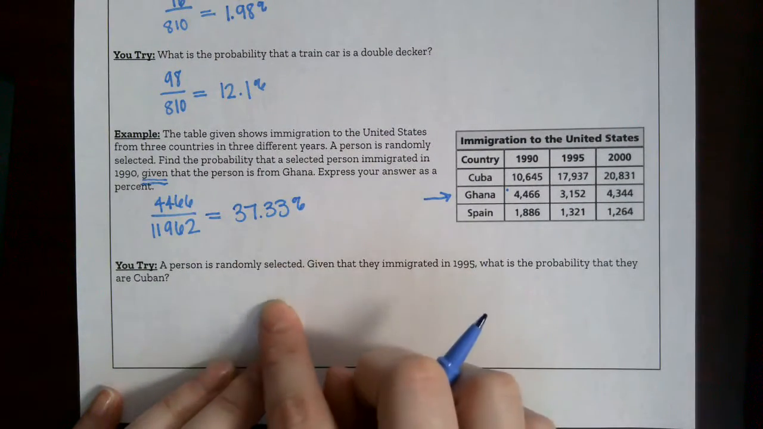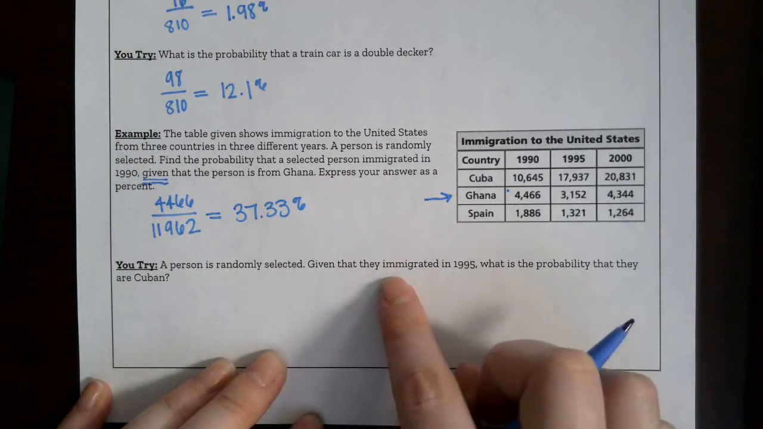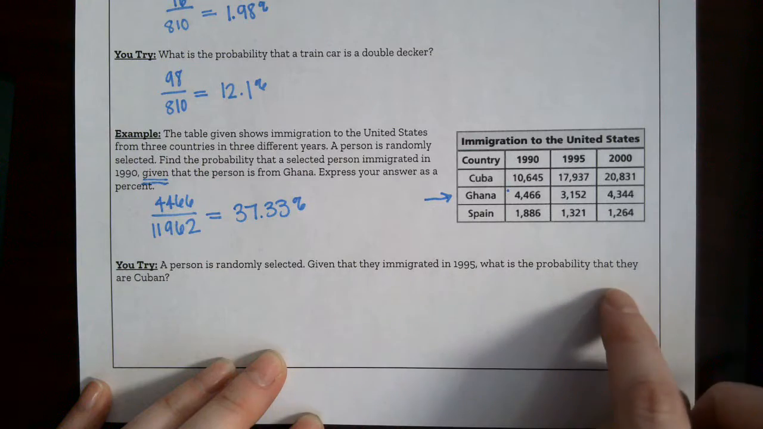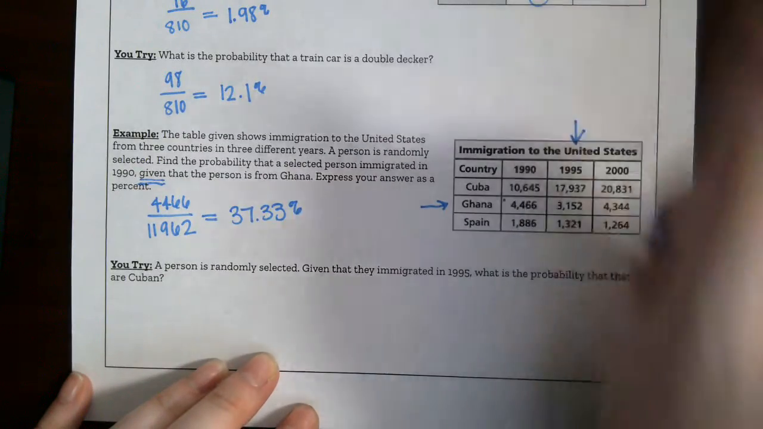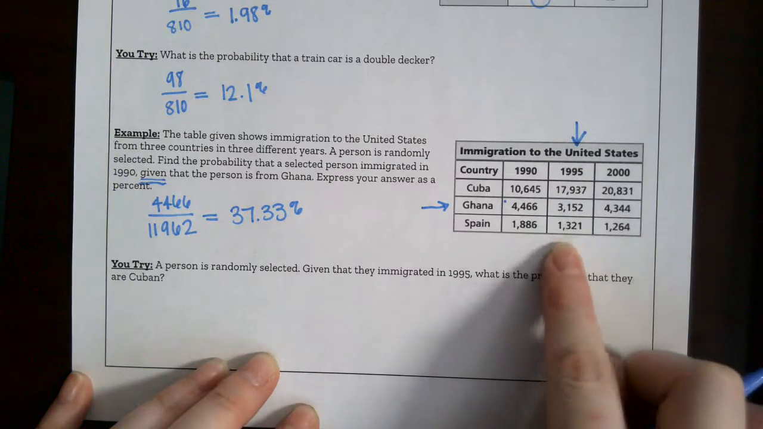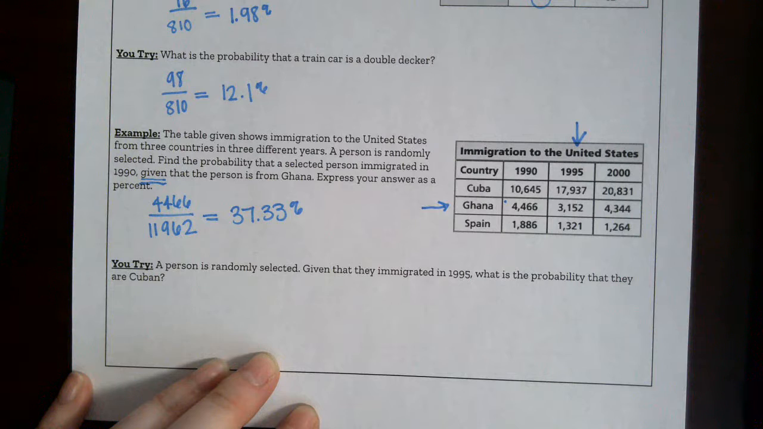All right, so now you're going to go ahead and do this U-try. Again, a person's randomly selected. Given that they immigrated in 1995, what's the probability that they're Cuban? So you only want to look at your given column. So this is the only one you care about, given that it was in 1995, and then find your probability. So pause it and then go ahead and push play when you're ready.